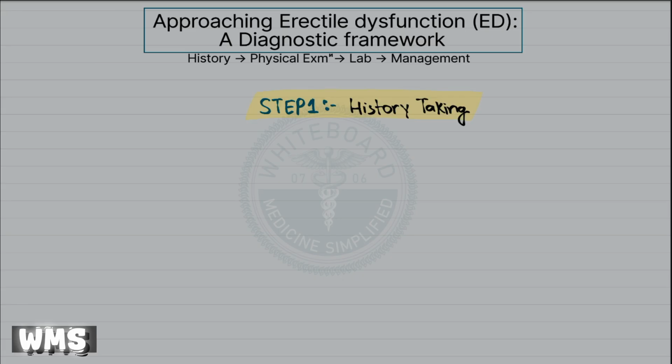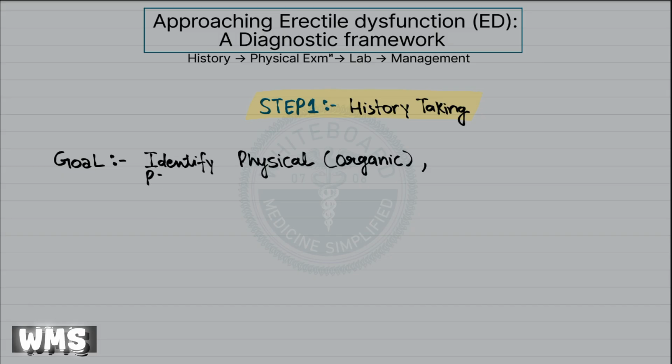Now, first, how to approach a patient with ED. When a patient presents with ED, the goal is not just to treat erection, but to identify the underlying cause, because ED is often the marker of systemic disease. The goal is to figure out whether the cause is physical, that is organic, psychological, or a mixture of both.